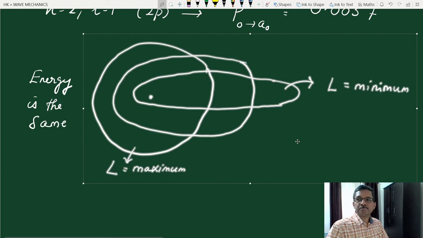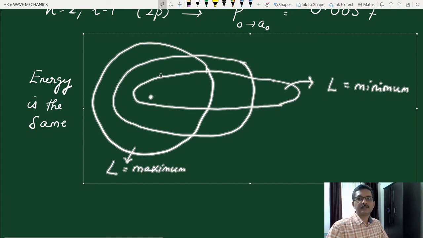Now, if angular momentum is maximum, then the orbit will be nearly circular. For each n you have angular momentum values from 0 to n minus 1. So if the angular momentum state is n minus 1, the orbit will be nearly circular. If the angular momentum is minimum, that is 0, then the orbit will be a highly flattened ellipse.